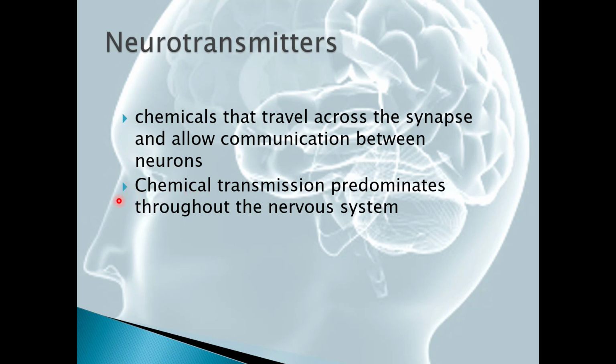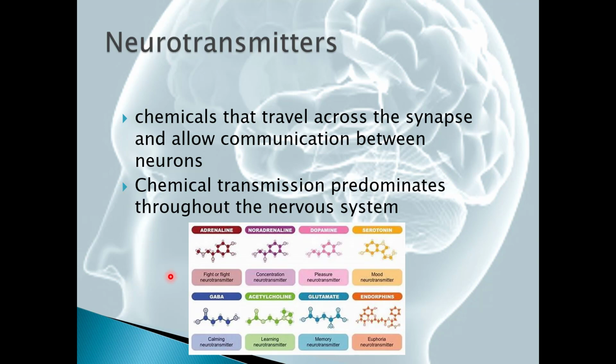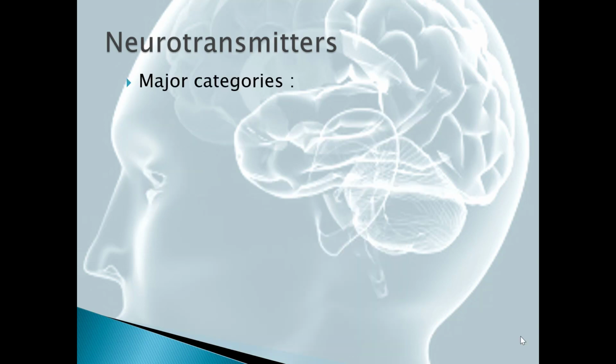So there are electrical synapses, and you've seen some examples of those in other videos, but this chemical transmission, this release of neurotransmitters across the synapse, is the predominant way the nervous system communicates. Now we'll also talk about some other types of chemicals that allow for chemical communication, like hormones and neuropeptides, later on. So here's just an example of some different neurotransmitters that we might encounter the rest of the semester.